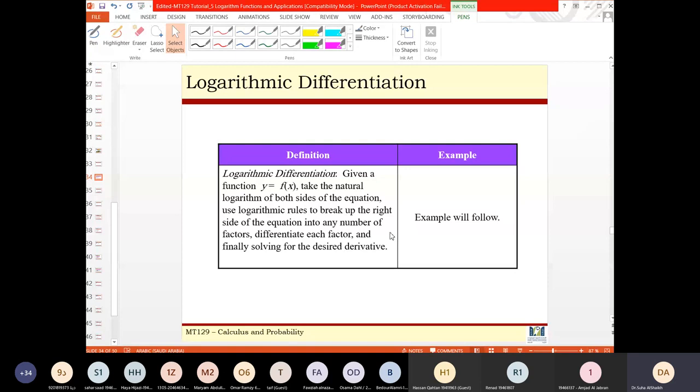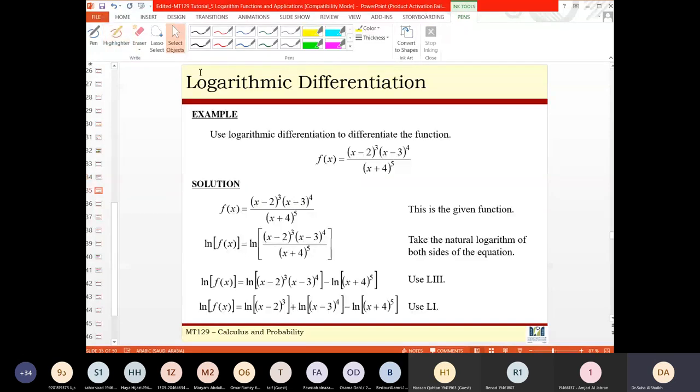So here they are explaining, and now we use the logarithm actually to find the derivative of functions. We take the natural logarithm of both sides of the equation. Then we use the logarithmic rules to break up the right side of the equation, like what we did. Then we differentiate each factor, and this will give us the derivative. Let's check this example now.